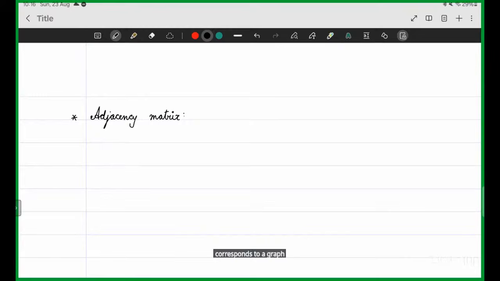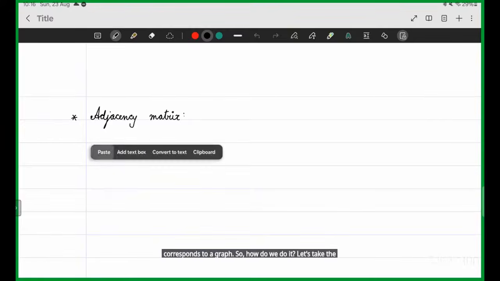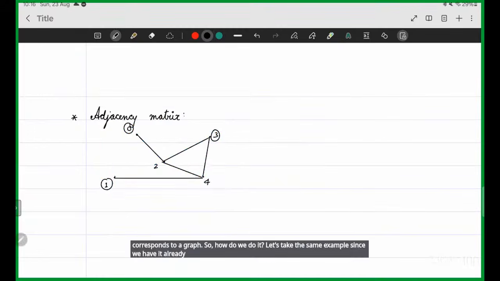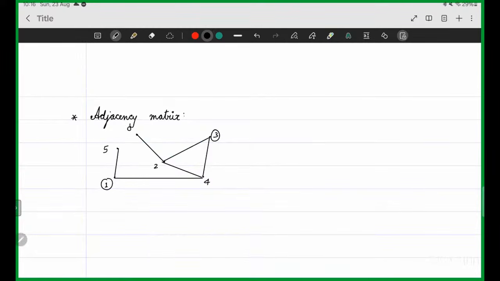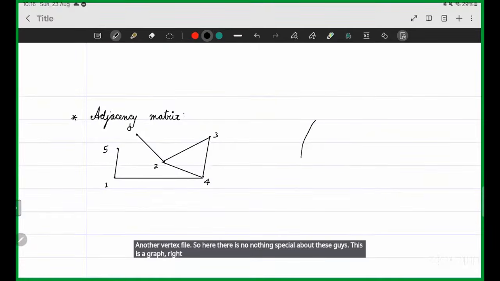So how do we do it? Let's take the same example since we have it already, and maybe even put another vertex 5. So here there is nothing special about these guys. This is a graph, right? Now I can draw a 6x6 matrix.